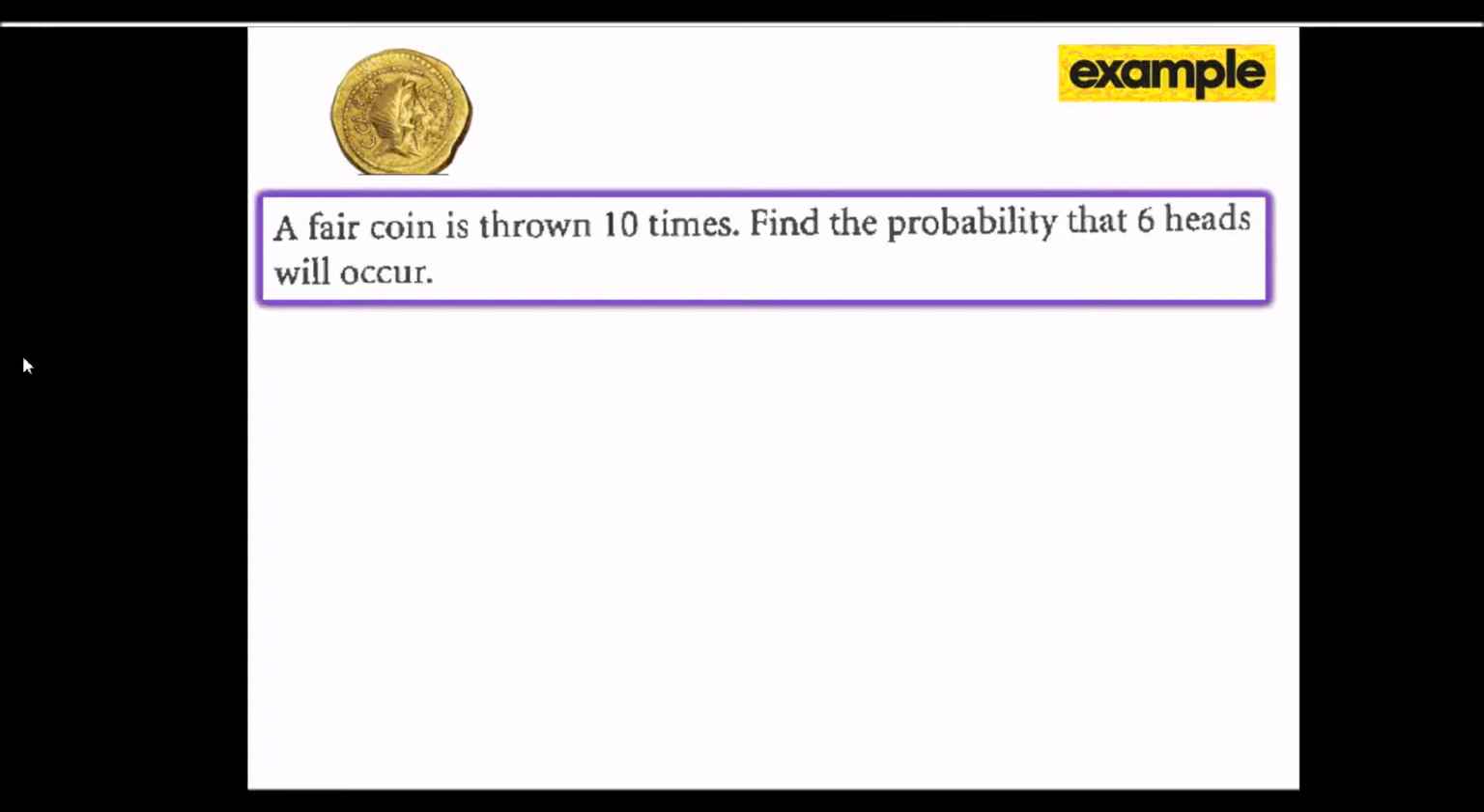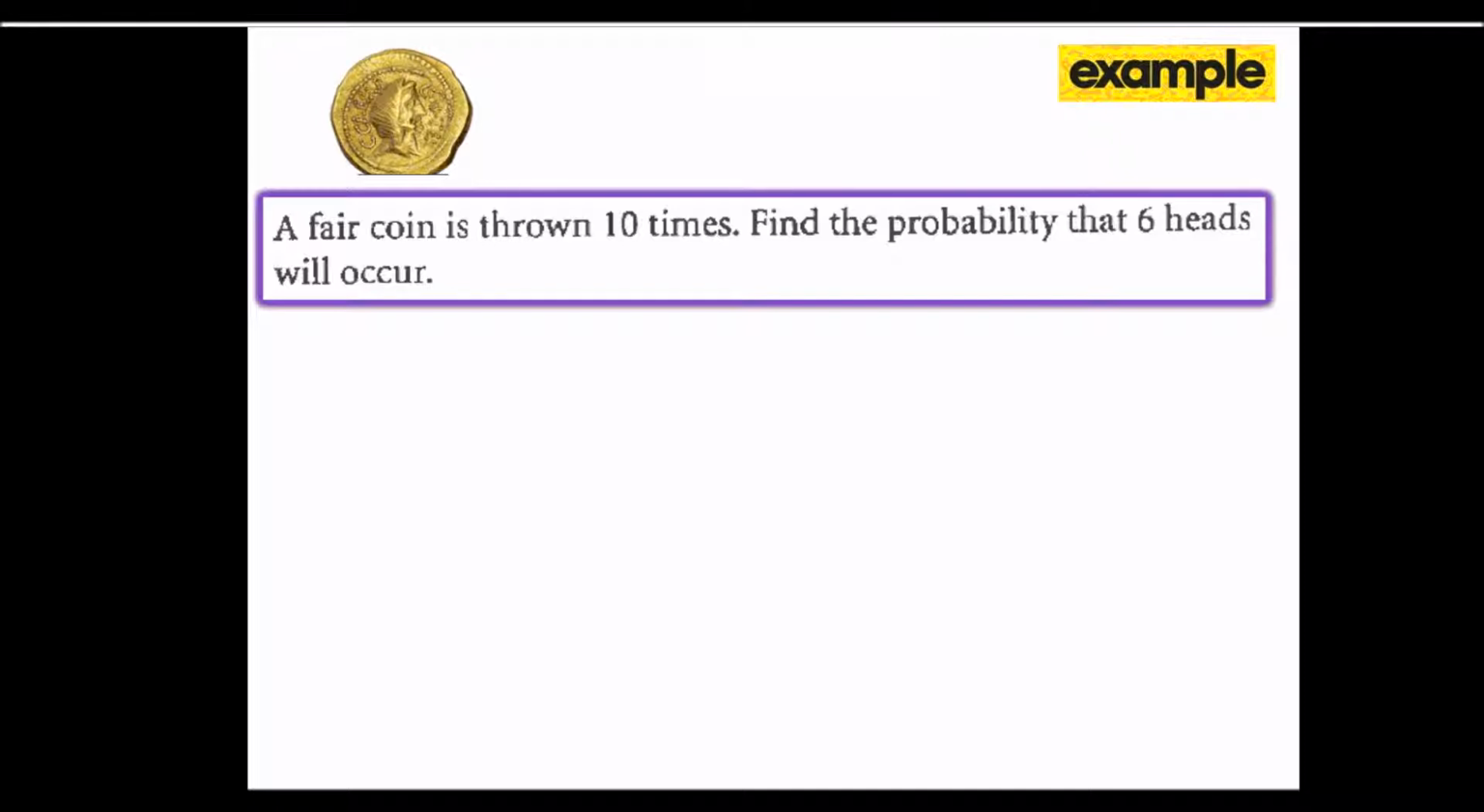We've got a fair coin is thrown 10 times. So the experiment is being repeated 10 times, which would mean n equals 10. Find the probability that 6 heads will occur. So we need to define what is a success. In this case, it would make sense that a success is obtaining a head.